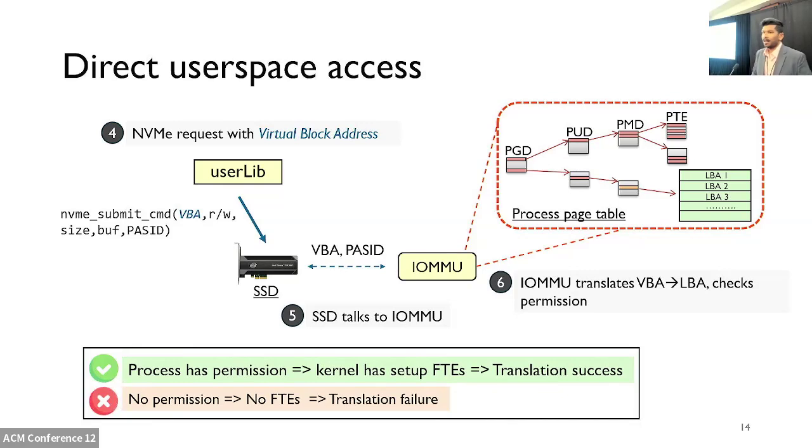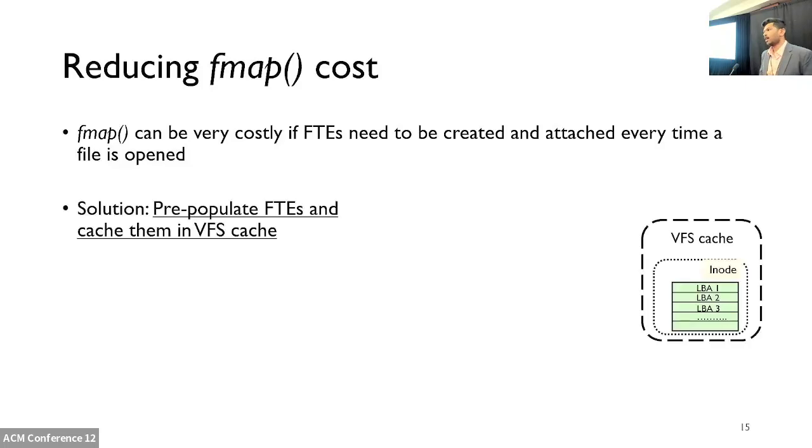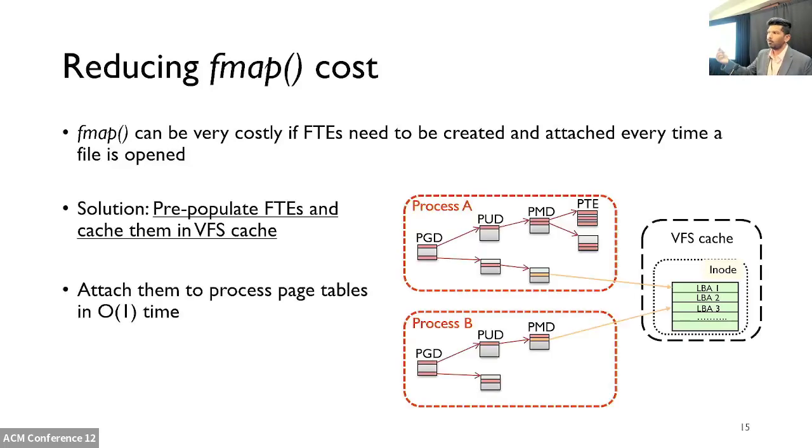Now, nothing comes for free. There's always a cost. So in BypassD, the cost comes during FMAP because you have to create these file table entries and attach them to the process. And this can get quite costly if you have to keep doing it every time. So to optimize this, we propose to cache or pre-populate these entries because the blocks corresponding to a file do not change frequently. And then when processes want to access these files, we attach them quickly in O(1) time without a lot of overhead.